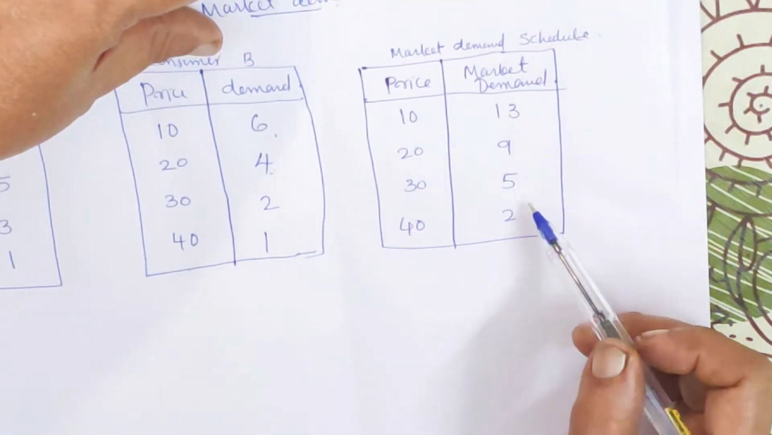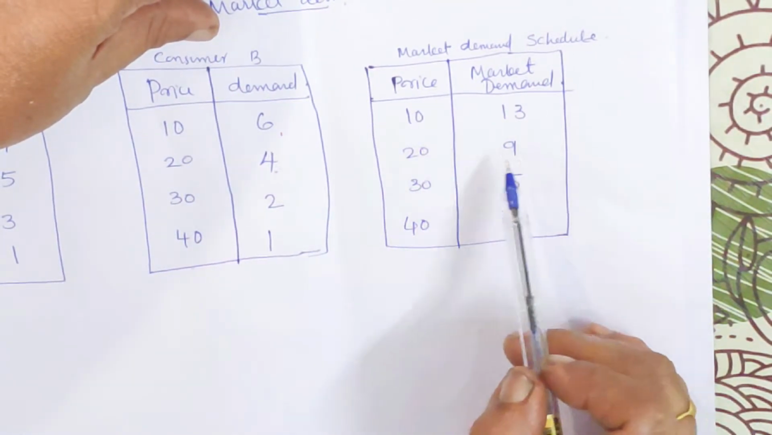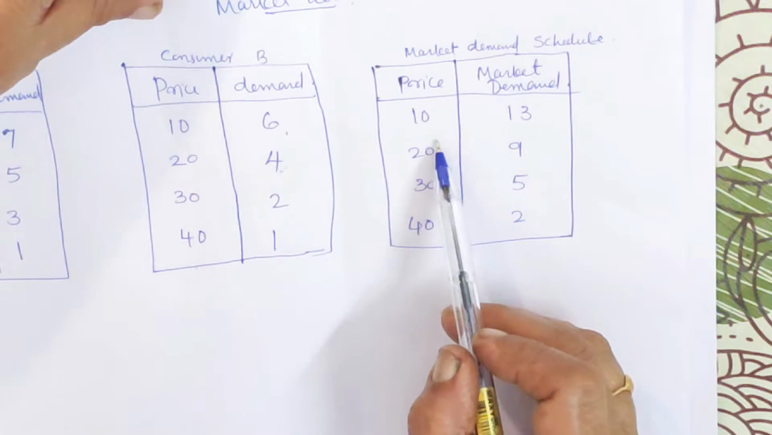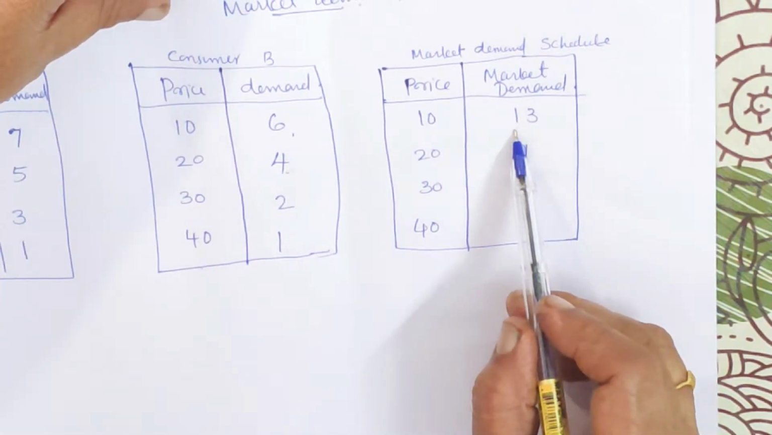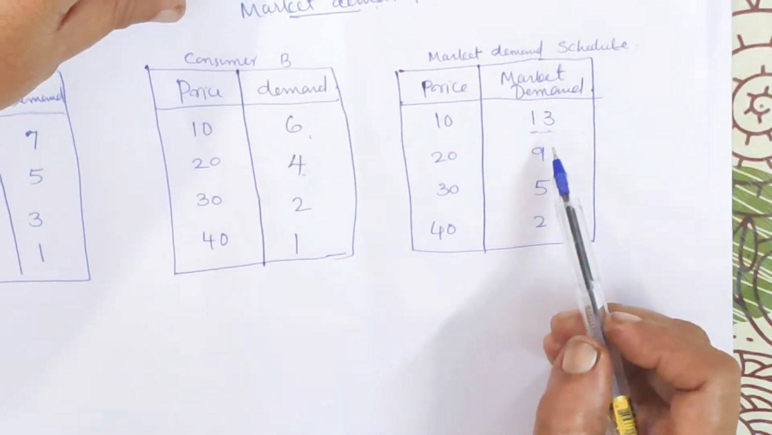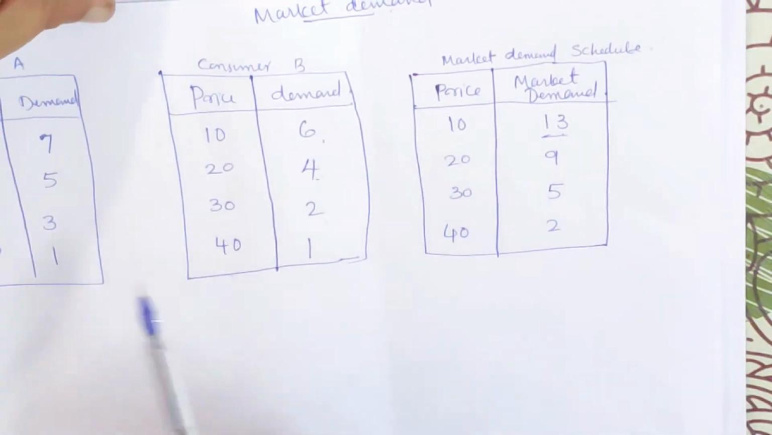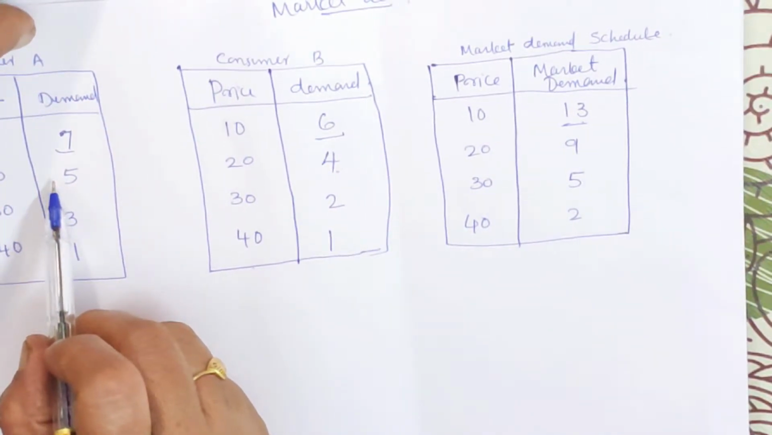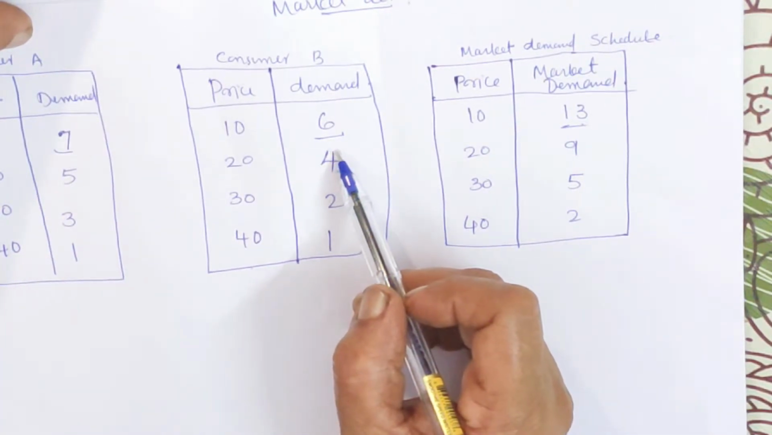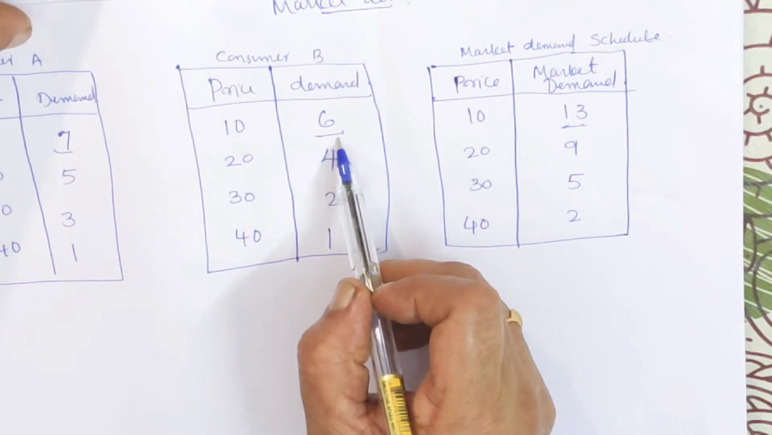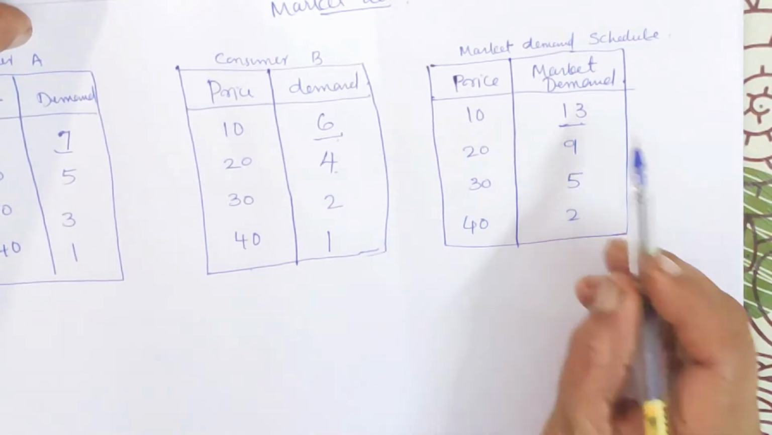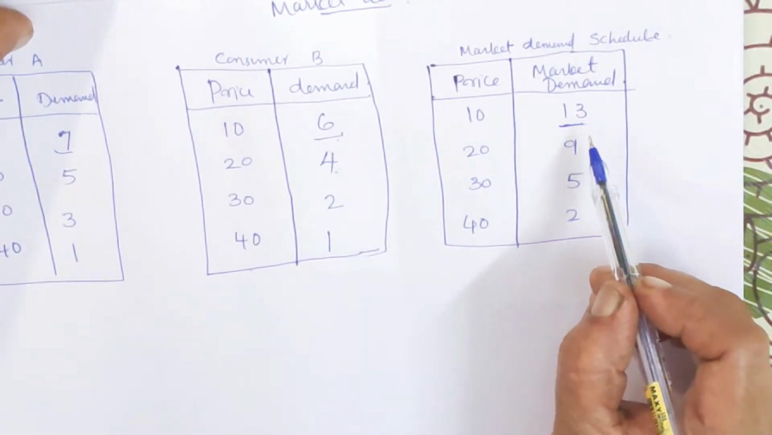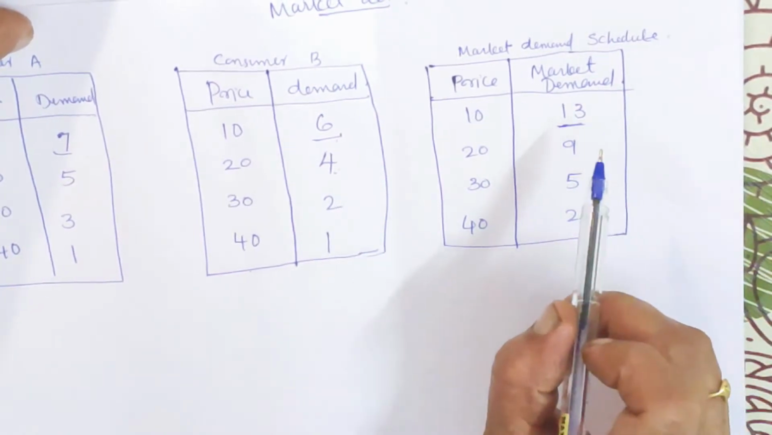Next, the market demand schedule. There are two columns, price and market demand. When price is 10, market demand is 13. We get the amount 13 by adding 7 and 6. 7 units are demanded by consumer A and 6 units by consumer B. When we add 7 and 6, we get the market demand for that commodity at rupees 10, which is equal to 13.